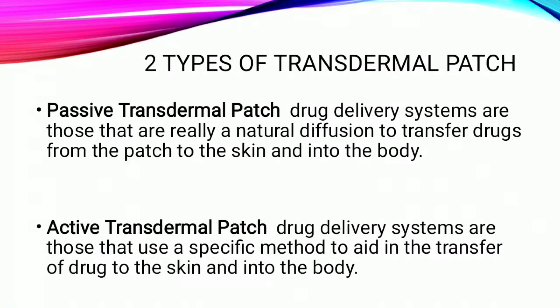The second one is the active transdermal patch. Active transdermal patch drug delivery systems are those that use a specific method to aid in the transfer of drug to the skin and into the body. These methods include chemical enhancers and primers, physical aids like microneedles, and low electrical current like iontophoresis. The amount of diffusion depends on the active method used, the drug characteristics, and the skin.